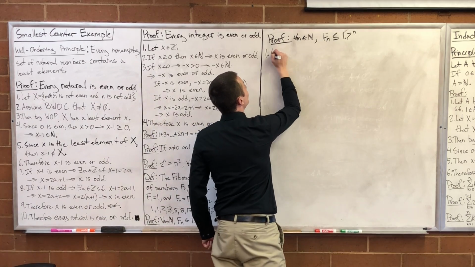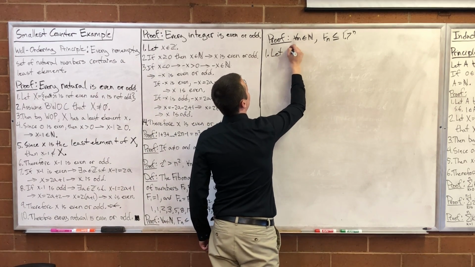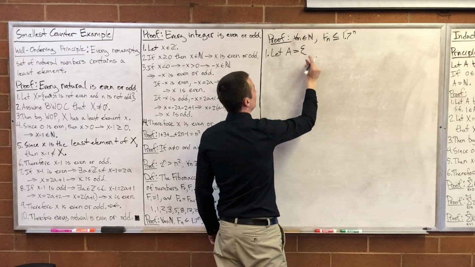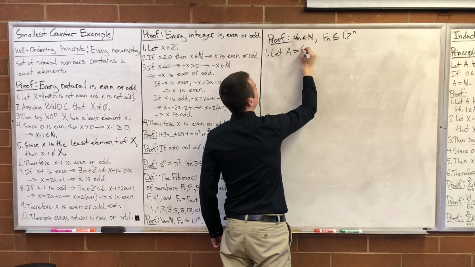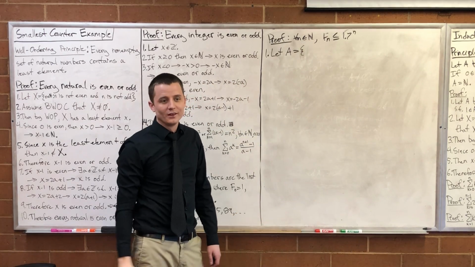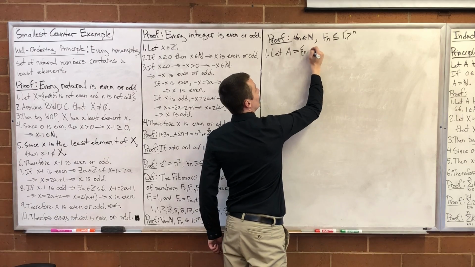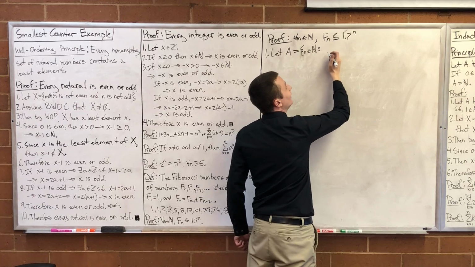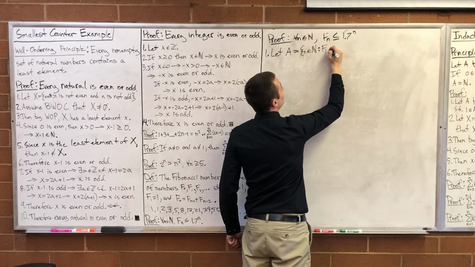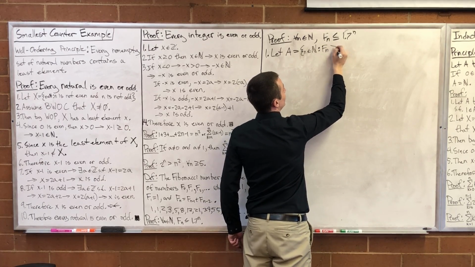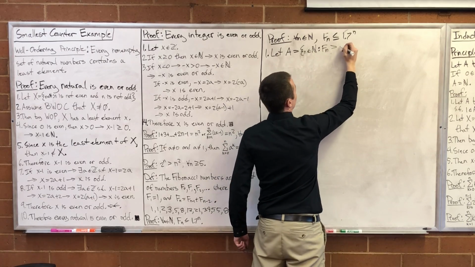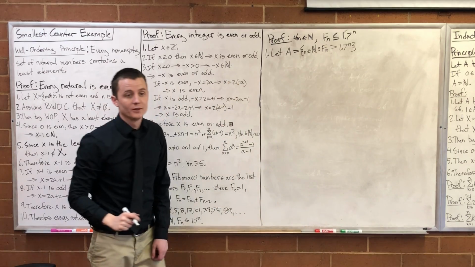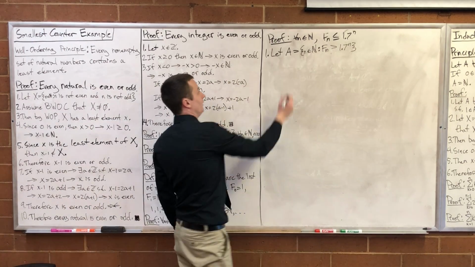Let A be the set of all natural numbers n such that F_n is false, that is, F_n is greater than 1.7 to the n. Not equal, greater than 1.7 to the n. Next line.